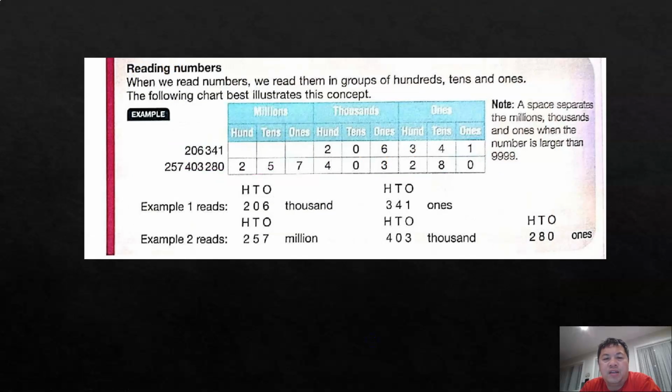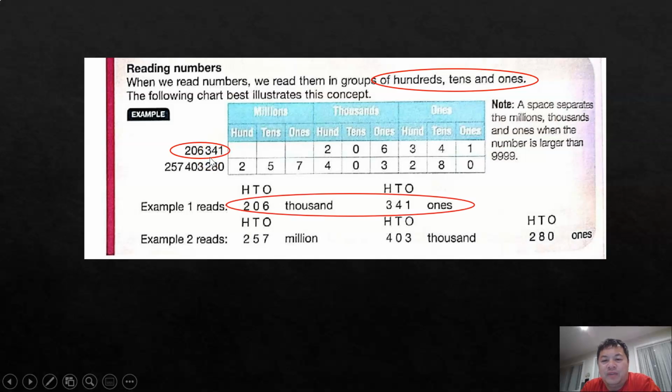Okay, moving on, next part. Reading numbers. I'm sure most of you also know how to read this, but let's revise this very quickly. Looking at the first number here. So we've got to read them in terms of hundreds, tens, and ones. So for this case, it's 206,341, right? Yep, that's how you read it.